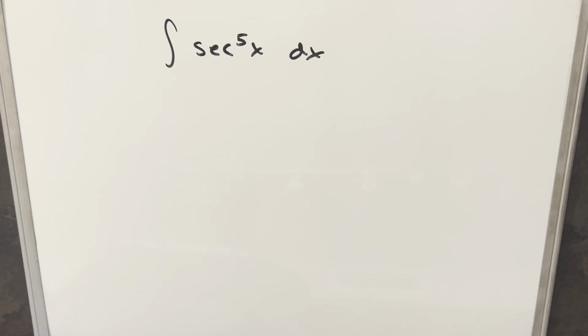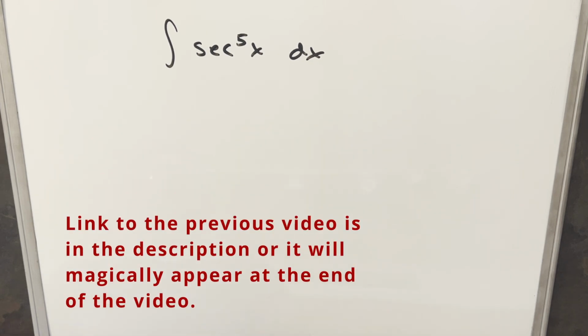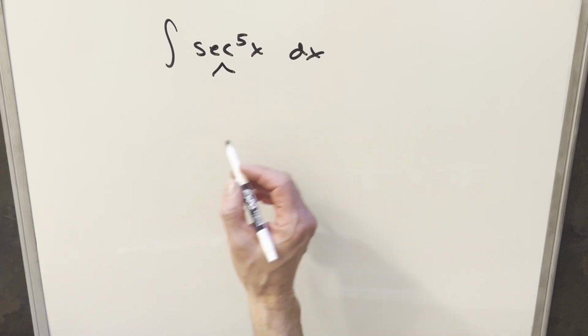Okay, as a follow-up to a video I did recently on the integral of secant cubed x dx, what I thought I would do is integrate secant to the fifth x dx. And this is actually a really similar problem to secant cubed x, where we're again going to use integration by parts, and again I'm going to split this into two parts to integrate and differentiate.